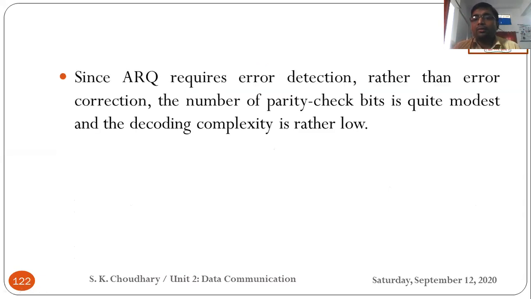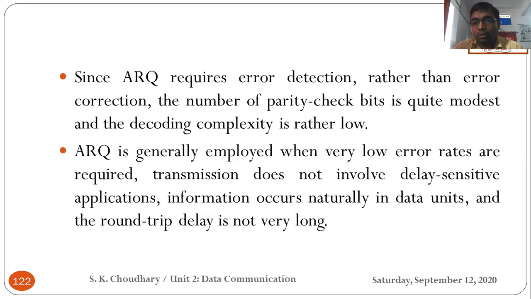Since the ARQ requires the error detection rather than the error correction, it does not do the error correction. This is the main difference between the FEC and the ARQ. FEC would detect and then correct the error by using the system available, maybe redundant bits or other things. But in the case of ARQ, it will detect the error, and if it finds any error in the received message, then it would retransmit. It does not go for the correction. It will retransmit. The number of parity check bits is quite modest, and decoding complexity is low.